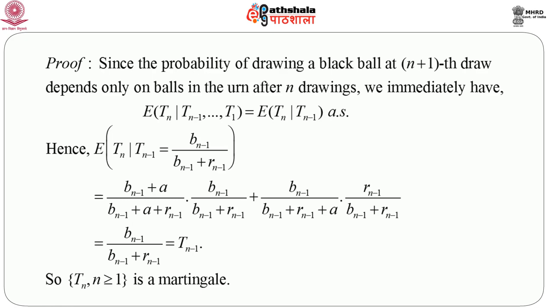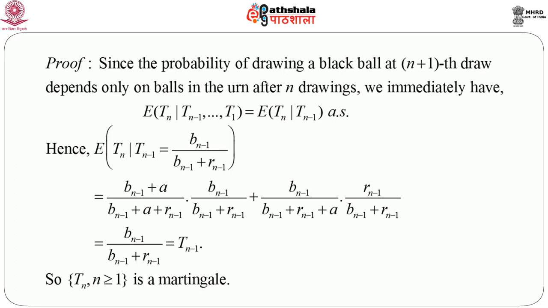How to prove this? The proof is extremely simple. All we have to show is that expectation of Tn given Tn minus 1 is Tn minus 1. Now we know that the probability of drawing a black ball at the n plus 1 draw depends only on the balls in the urn after n drawings. Therefore, we immediately have expectation of Tn given Tn minus 1, Tn minus 2 up to T1 is nothing but expectation of Tn given Tn minus 1, because all the information contained in T1, T2 up to Tn minus 2 is incorporated within Tn minus 1. So expectation of Tn given Tn minus 1 up to T1 is nothing but expectation of Tn given Tn minus 1 almost surely.